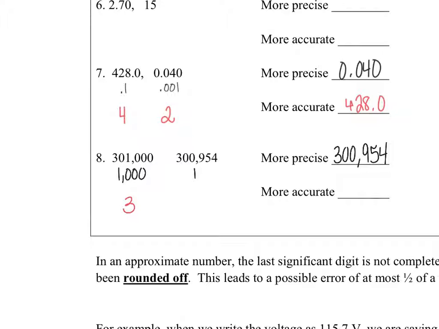We don't count those last 3 zeros. And all 6 numbers count in the other one. So again, the more accurate one is also 300,954.